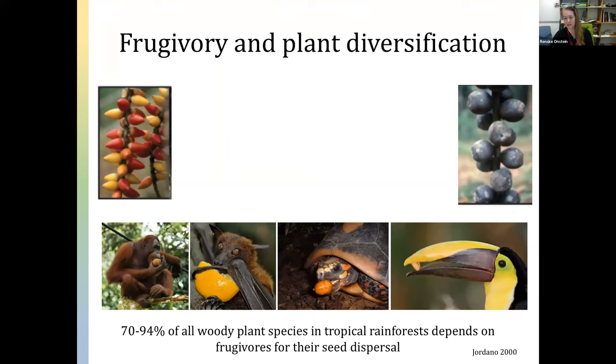So it's a mutualism between animals that feed on the plant fruits and disperse the seeds. And of course, the plants benefit from seed dispersal, and the frugivores, the animals, get important nutrients from the fruits. And in tropical rainforests, particularly, up to 94% of the woody plants depend on this type of dispersal. So they depend on the animals.